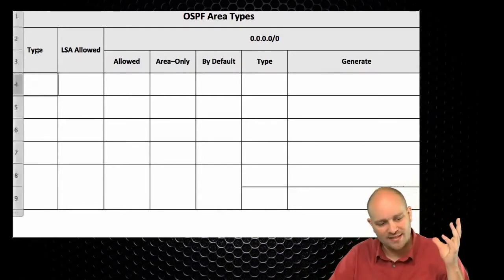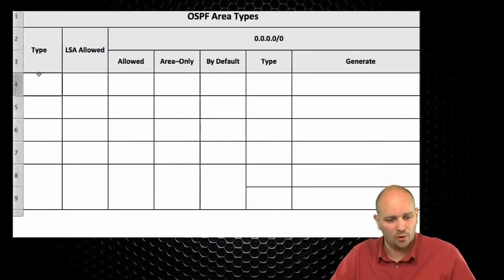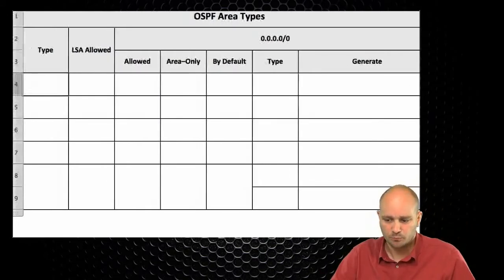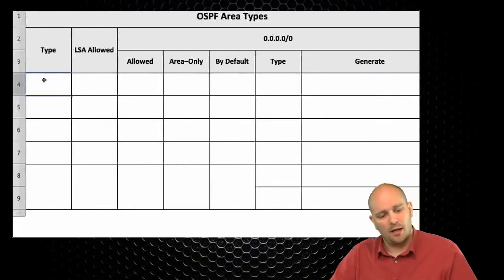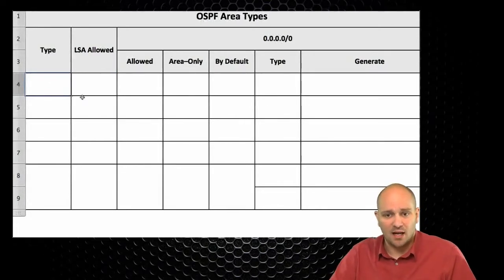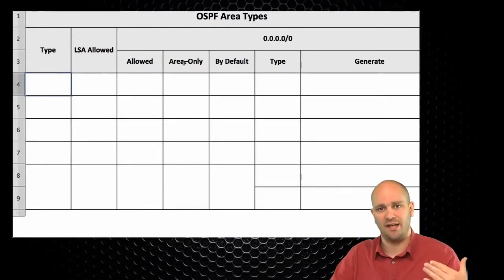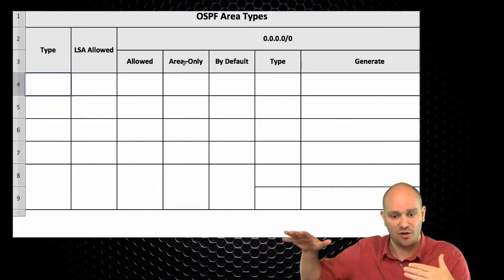So here we are going to list what are the possible area types, what can they be. We are going to look at what are the LSAs allowed in this area, and then we are going to see the behavior of the default route. Can we have the default route in this type of area? Can we generate the default route only into that area type without actually affecting any other areas?